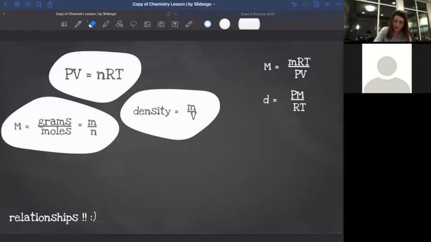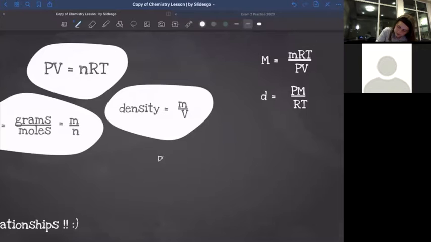Right here we see that density equals mass divided by volume. So we're going to use a similar process, and we're going to take this PV equals nRT and solve it for volume. So volume equals nRT over P.